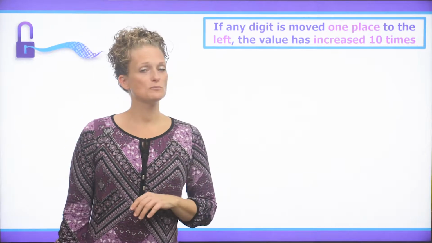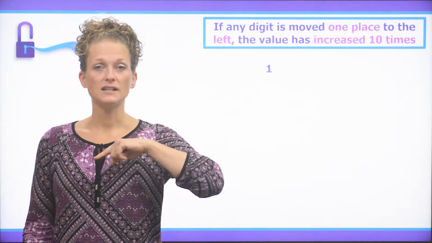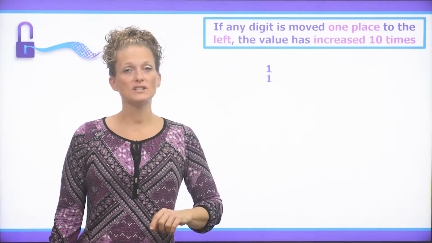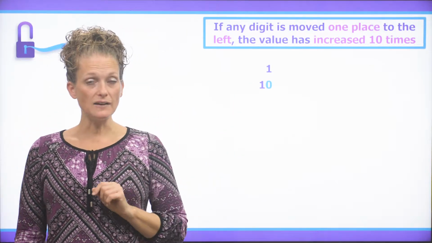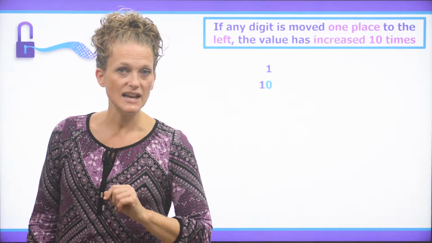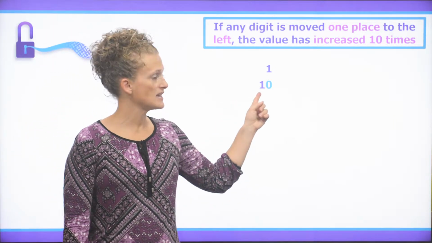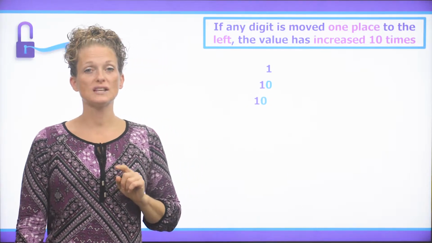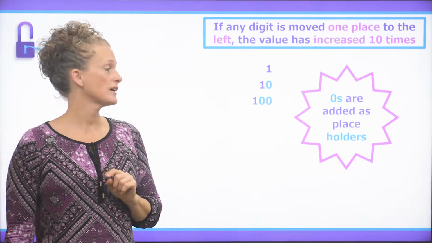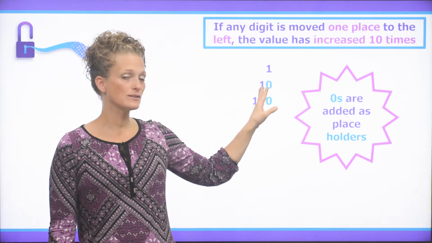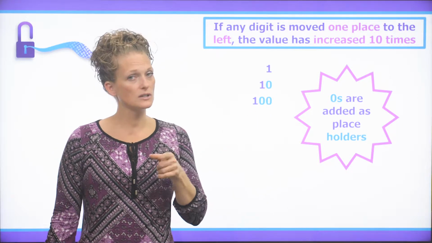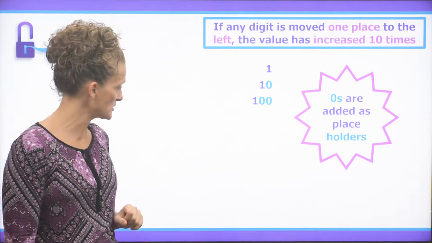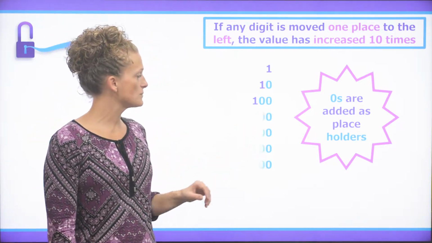Now, if any digit is moved one place to the left, its value increases 10 times. So I start with 1, I move it one digit to the left, and it becomes a 10. Similarly, if I take the 1 that is in this 10 and I move it one spot to the left, then I'm going to end up with 100. Notice that zeros are added as placeholders, and we learned all about zeros as a placeholder in Introduction to Whole Numbers. And so I can just keep continuing on.